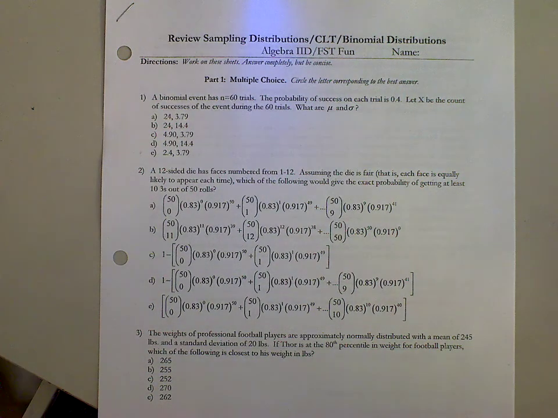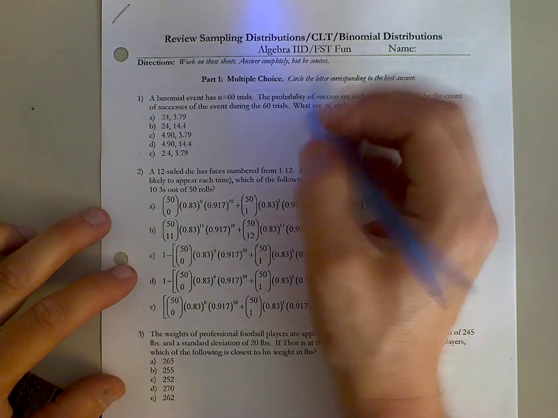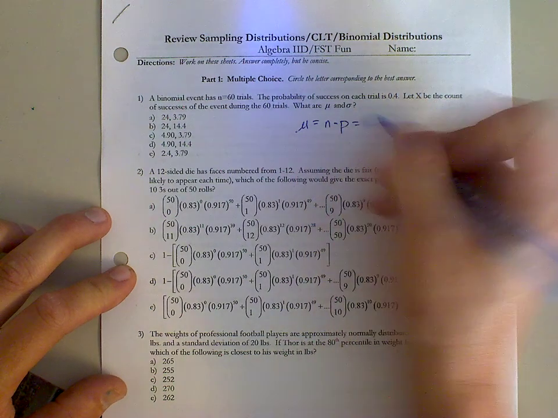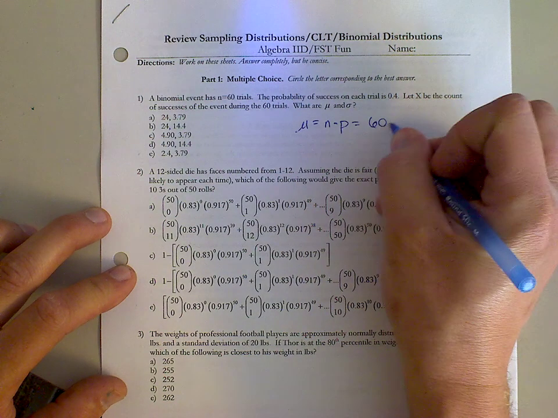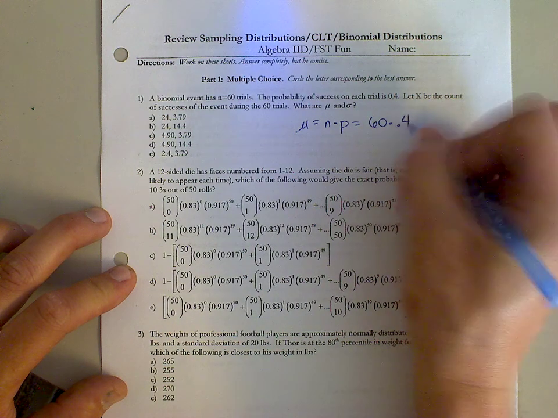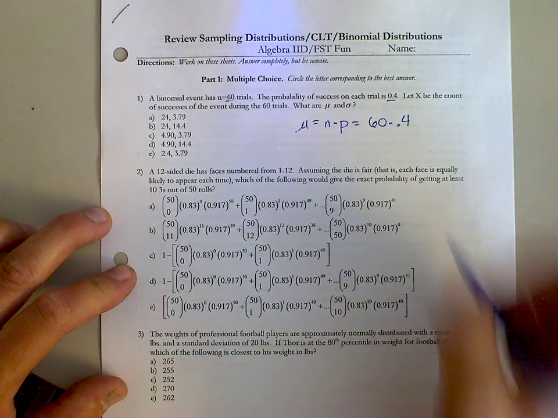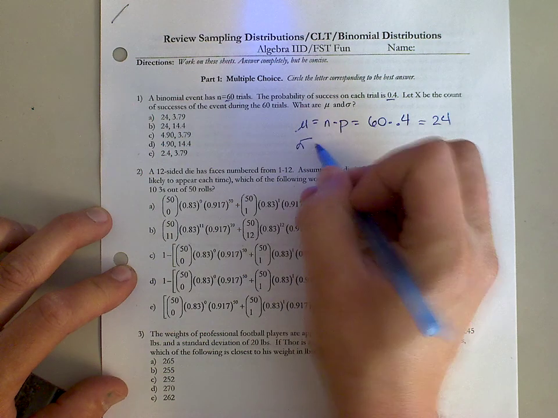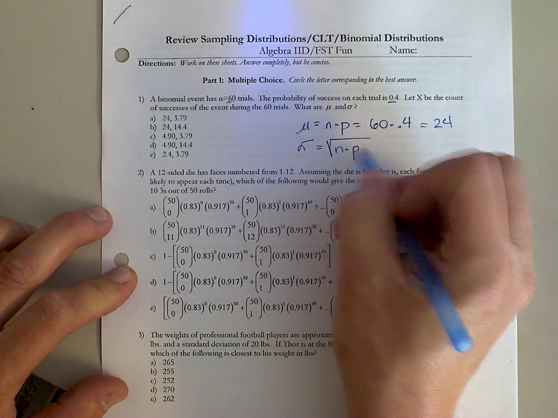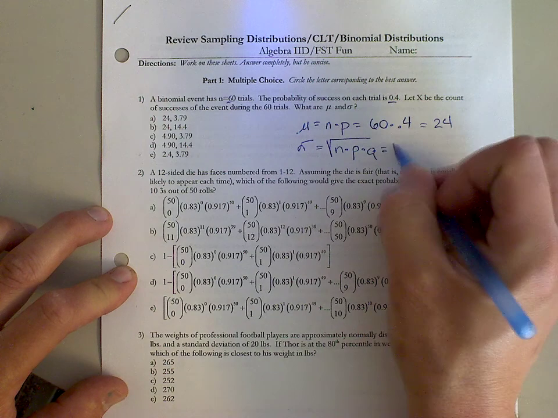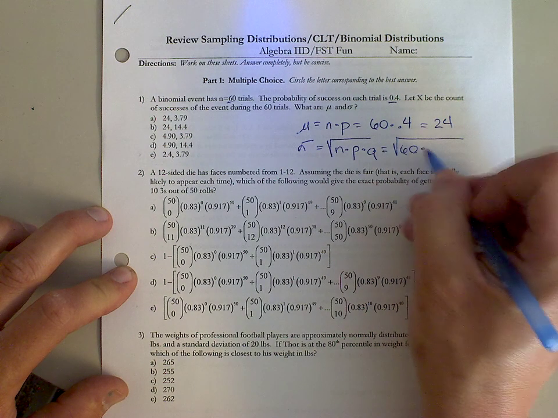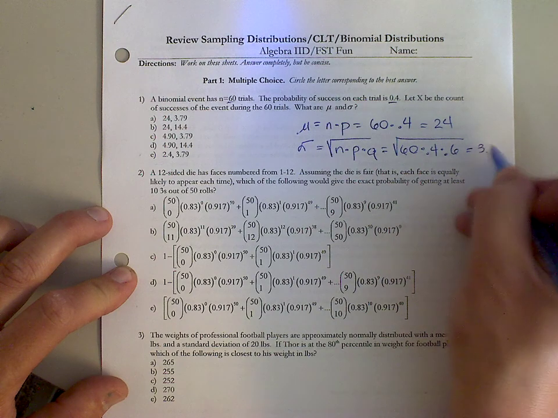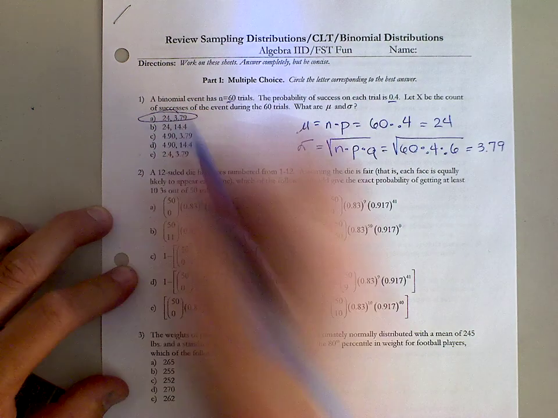Number 1, a binomial event has 60 trials. We want the mean and the standard deviation. Again, mean is n times p, which in this case would be 60 times the 0.4 probability, which is 24. And standard deviation is the square root of n times p times q, which is the square root of 60 times 0.4 times 0.6, which comes out to be 3.79. So the answer is A.